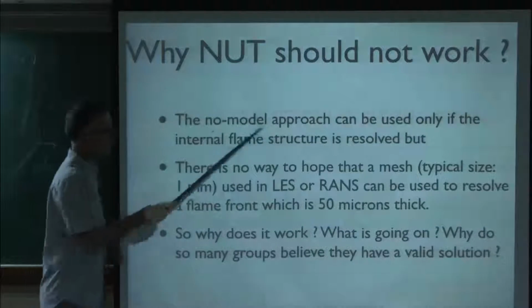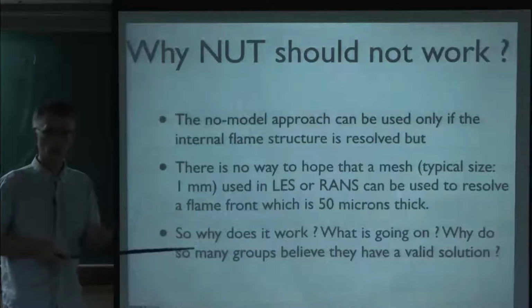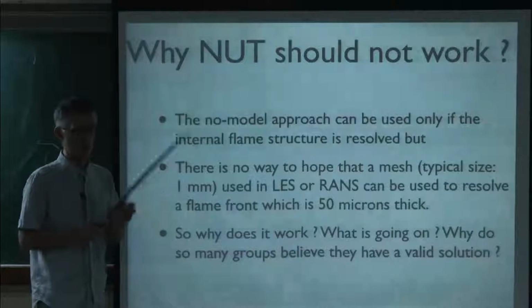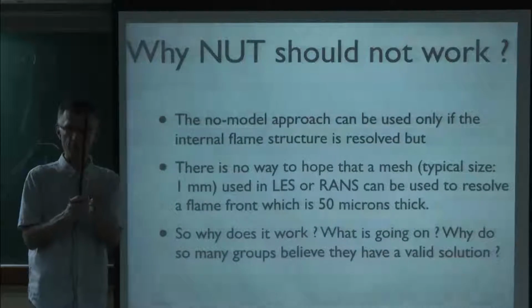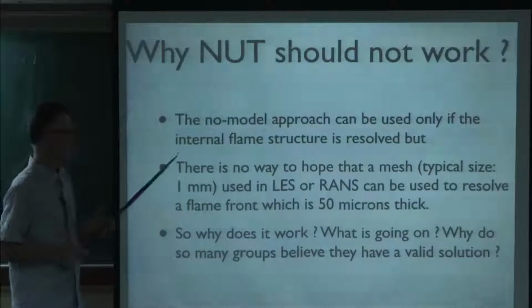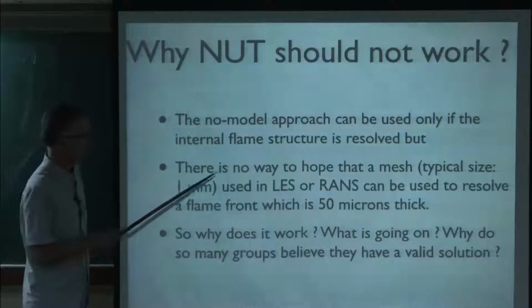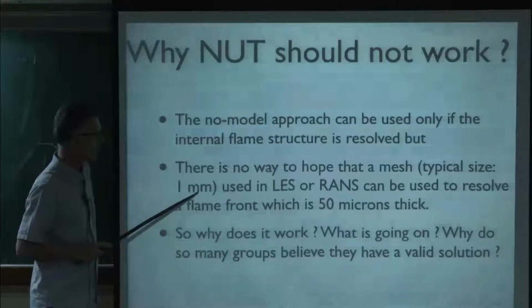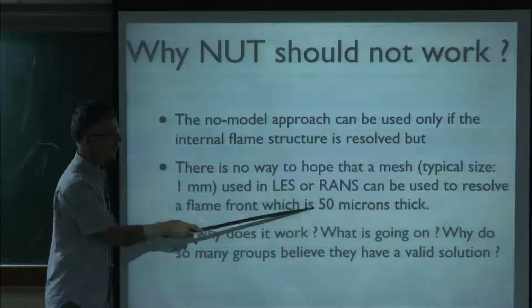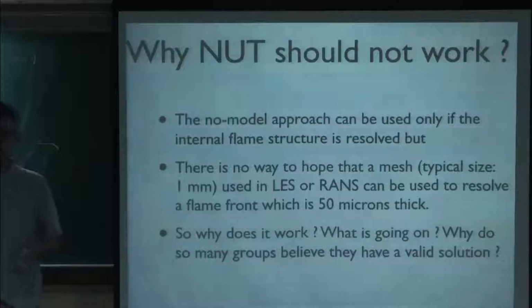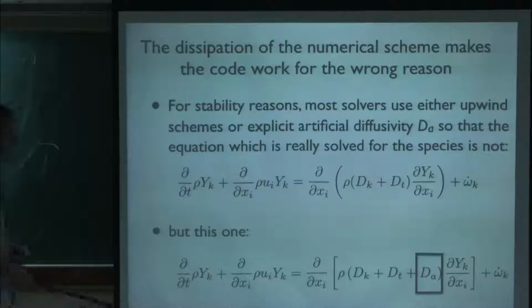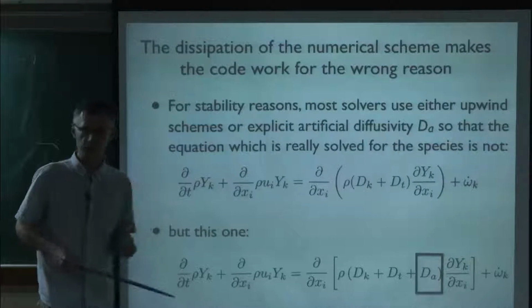Normally, we should not be able to use these codes to do a computation because we don't have enough points to resolve the flame front. It shouldn't work. But it works. Even so, we have a mesh which is 1 millimeter, and we know that the flame thickness is less than 50 microns, and still it's working. So why does it work? It's working for a strange reason. It's working because of artificial viscosity in the code.